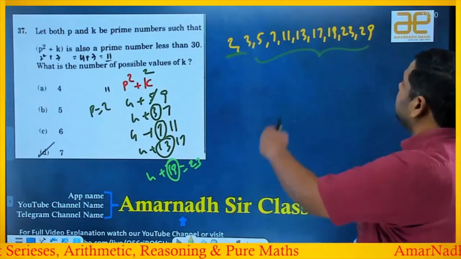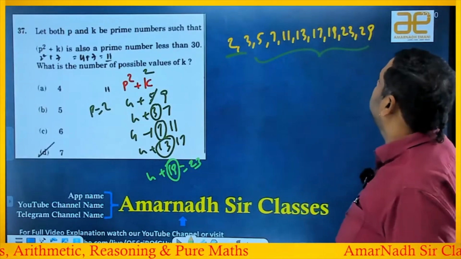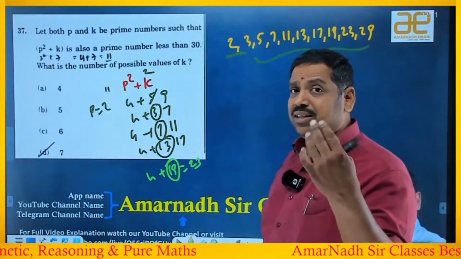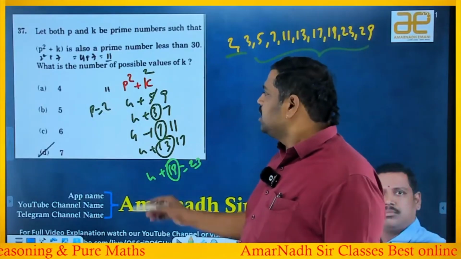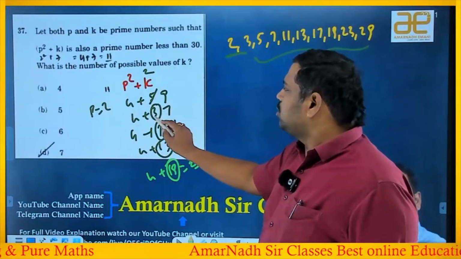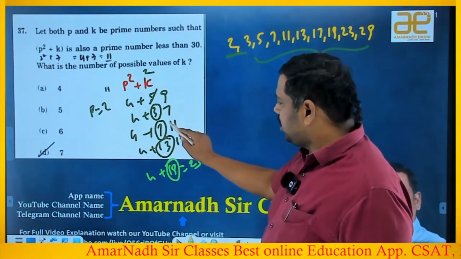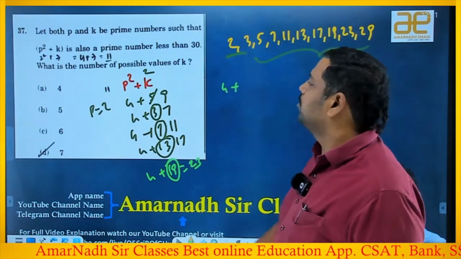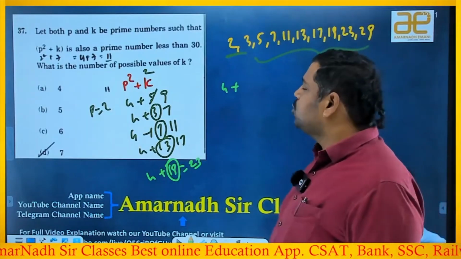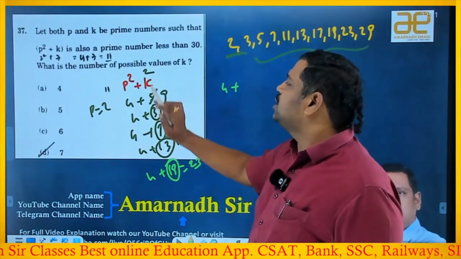So next one, if I take 23, 4 plus 23 is 27, not a prime number. Leave it. 4 plus 29 is 33, so I should not take it. Okay, when I take P equal to 2, the values of K are 3, 7, 13, 19. Okay, means 1, 2, 3, 4 values I got.